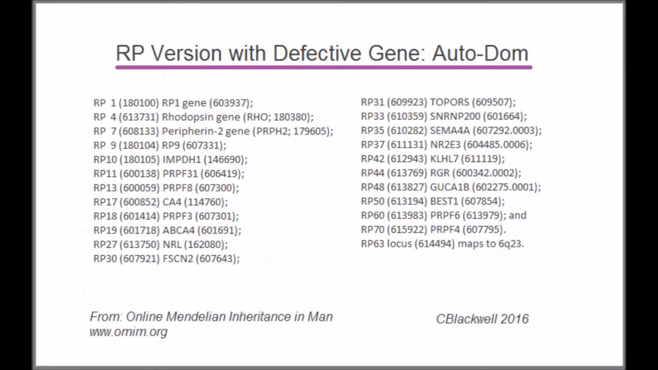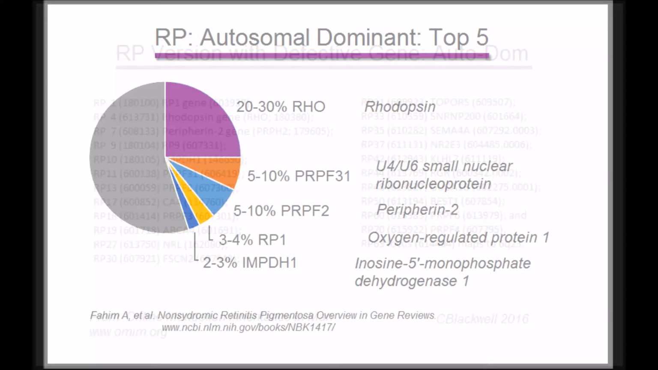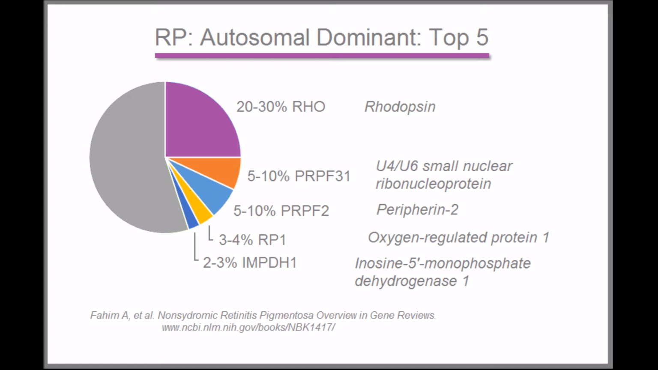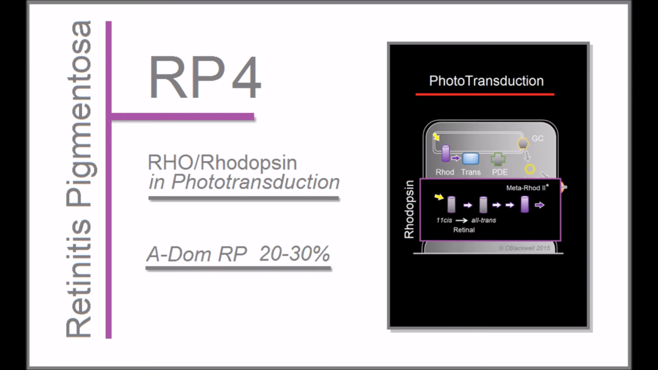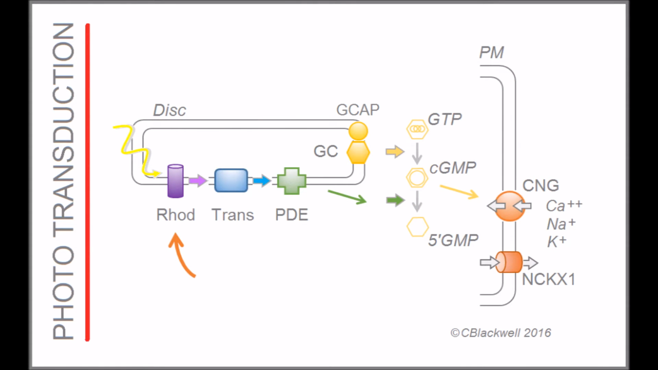This is a list of all the RP versions that are inherited as autosomal dominant, here listed by version number. There are too many to discuss all of them, so we will pick the 5 most common. Number 1 on our list is rhodopsin. The most common cause of autosomal dominant RP is a defect in the Rho gene, responsible for 20 to 30% of autosomal dominant cases. Any and all mutations in the Rho gene are categorized as RP number 4. Since rhodopsin is the molecule responsible for sensing light, this does seem like a key place.